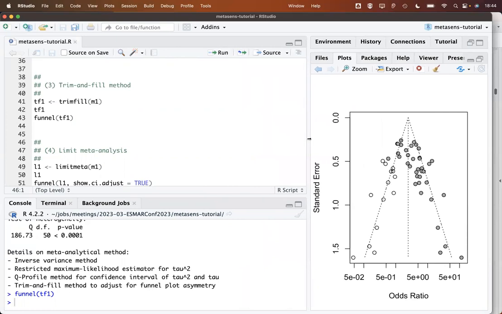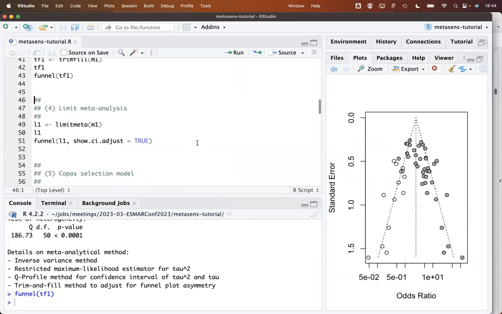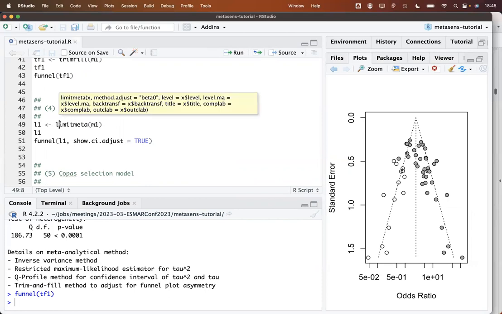This is the property of the trim and fill method. And we also did some simulation studies showing that other methods, especially the limit meta-analysis method, work generally better. In order to run it, we again use, just as an example, the meta-analysis object that we created before.